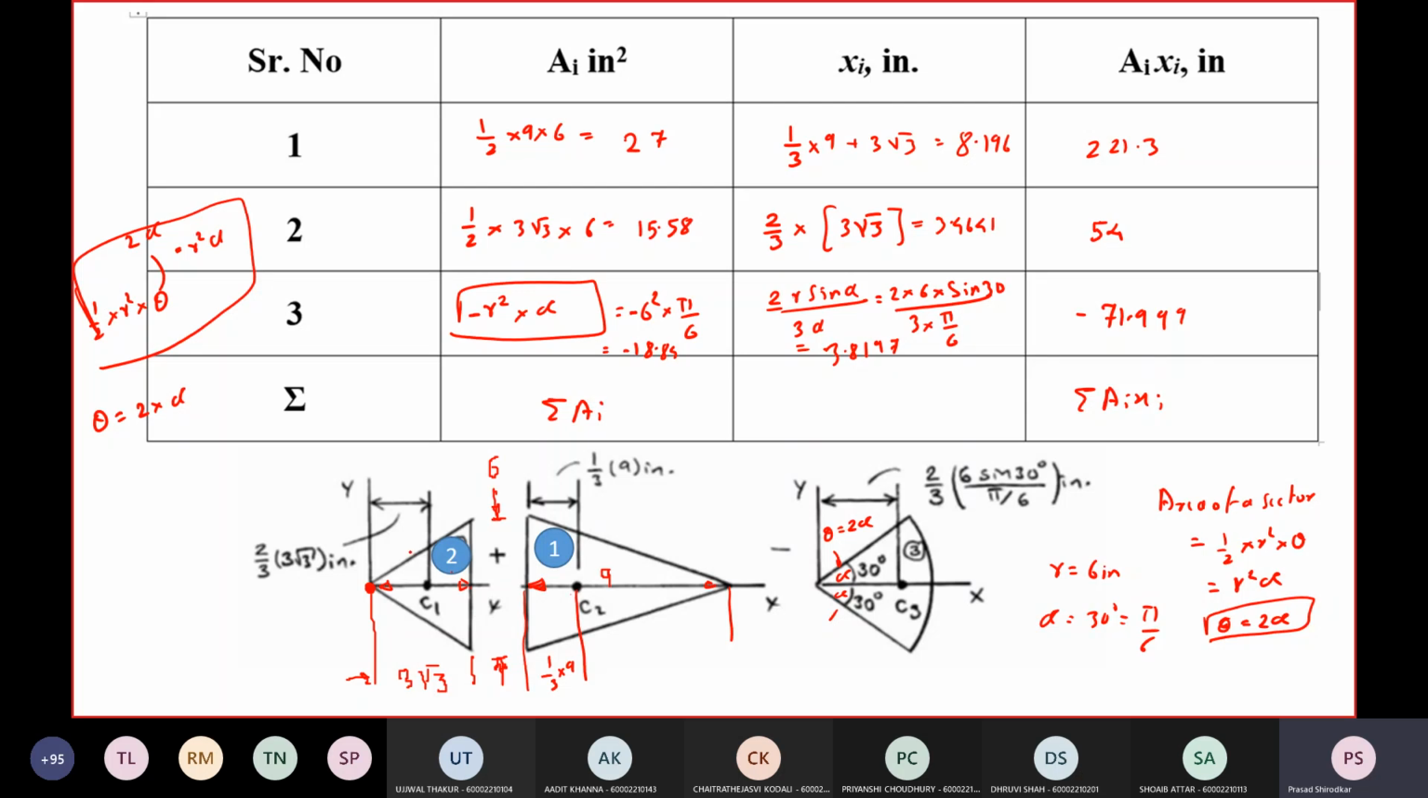Just tell me the value of centroid. Position S. Then another problem. Summation AiXi is 23.74.